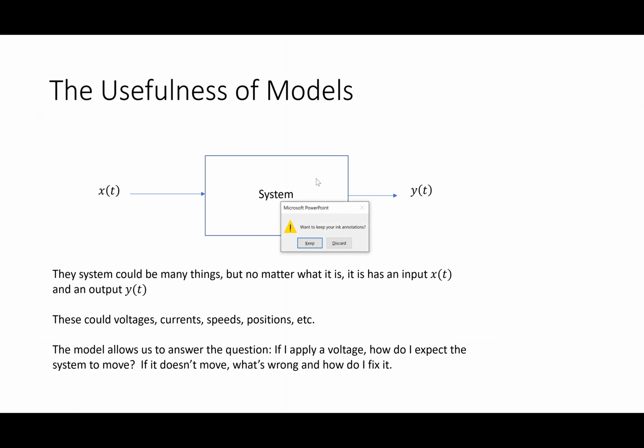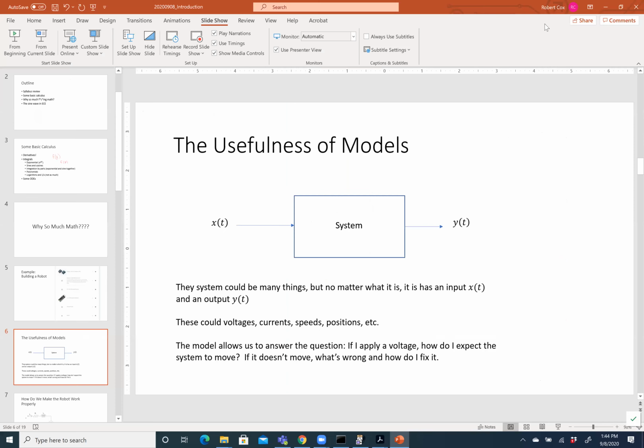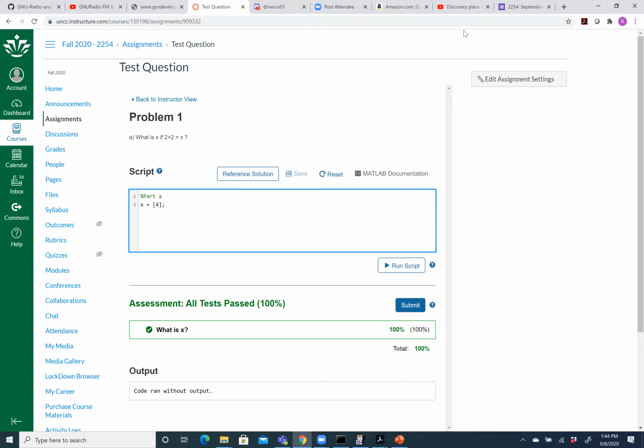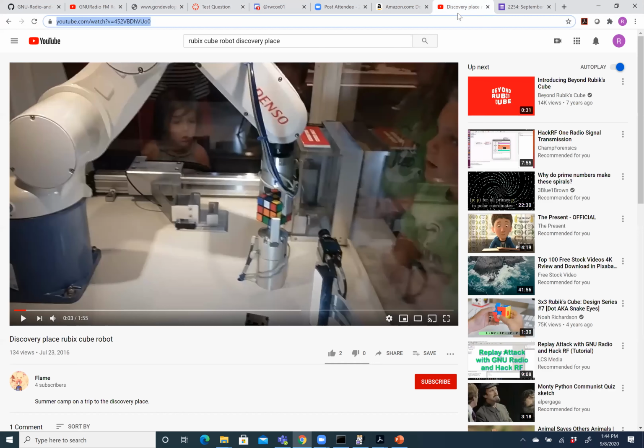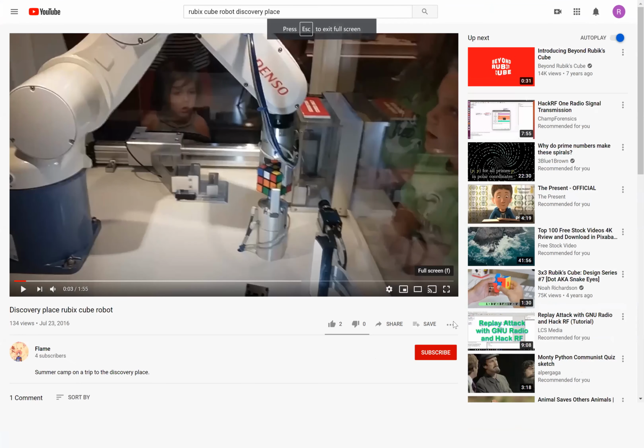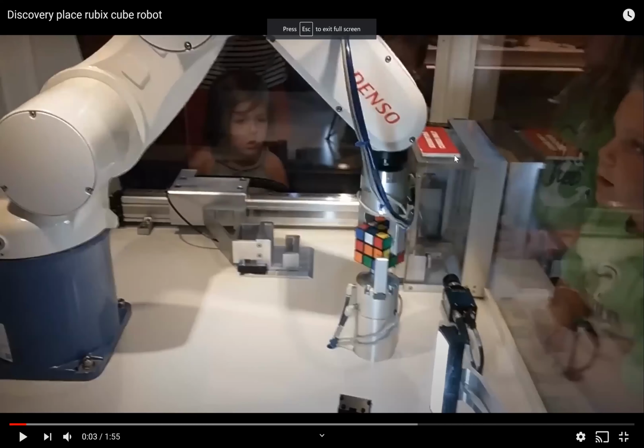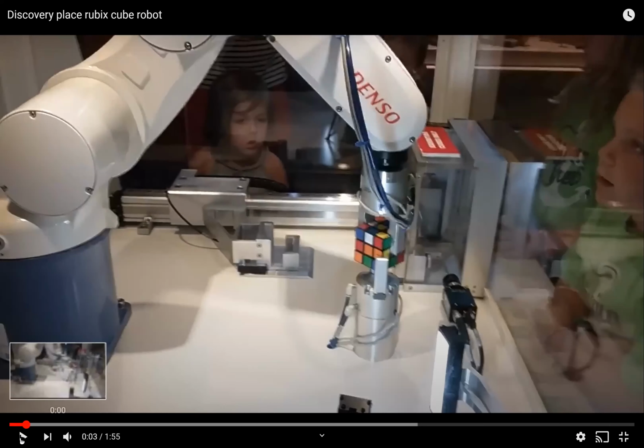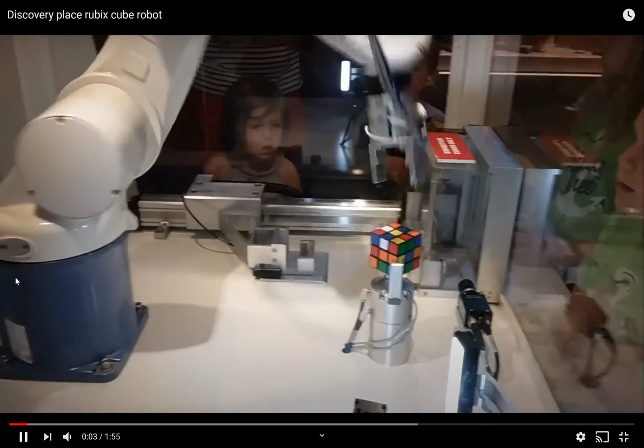Okay, so I want to minimize this for a second, and hopefully this is going to work. So what I have here is actually a video that some of you may have seen. This was at Discovery Place here in Charlotte back when you used to be able to go places. What you have is a robot arm connected to a Rubik's Cube. I'm going to run that thing real quick, and you can watch what this guy does.